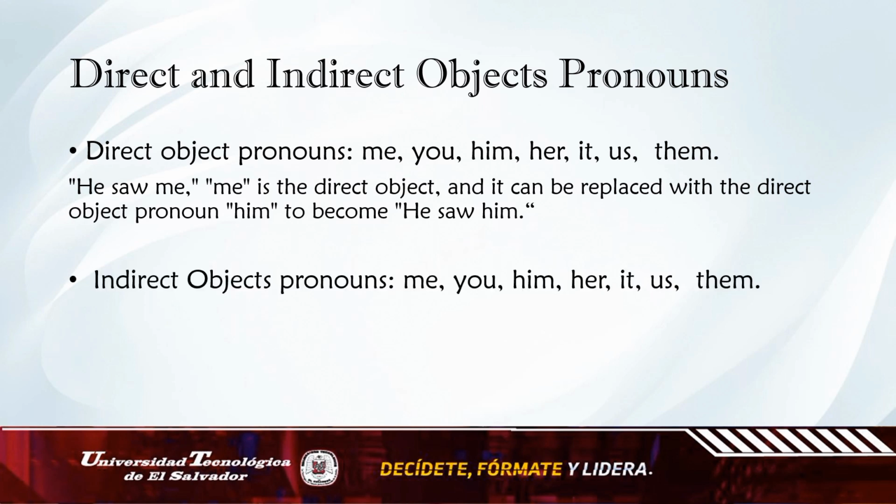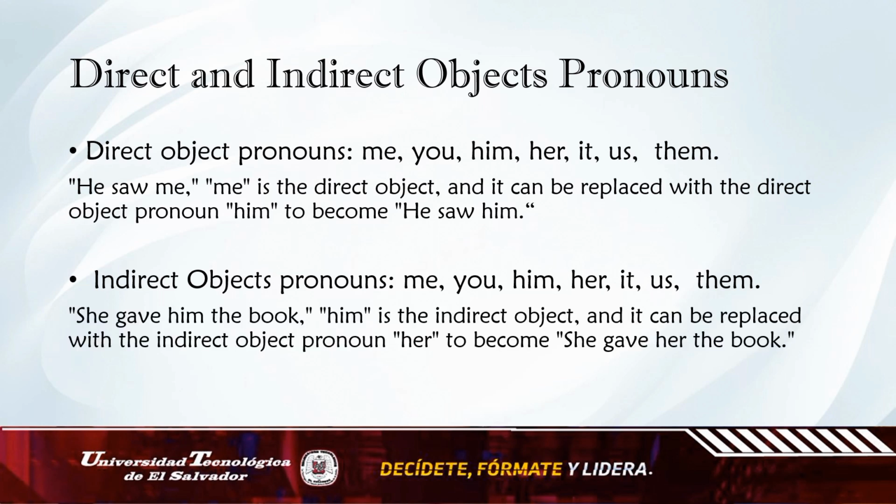Indirect object pronouns include me, you, him, her, it, us, and them. For example, in the sentence, she gave him the book, him is the indirect object, and it can be replaced with the indirect object pronoun her to become she gave her the book.